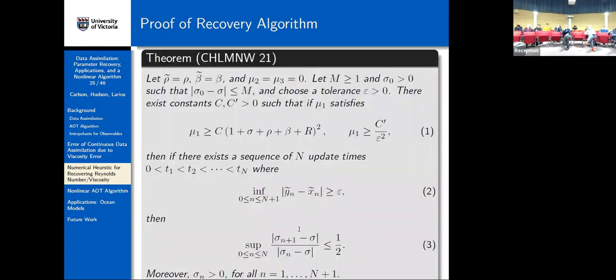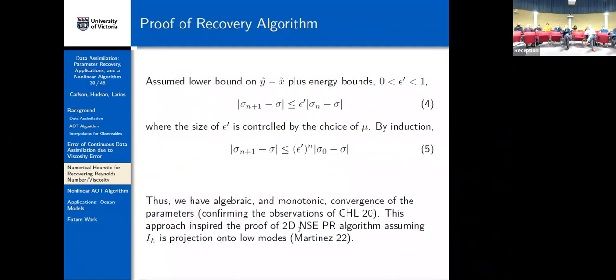This, I guess I should say here, is Carlson, Hudson, Larios, Martinez, me, and Whitehead. 21, this just got accepted in the DCDS. So based on all this work, Martinez just published in Nonlinearity the proof for the parameter recovery for the 2D Navier-Stokes using the interpolant of Fourier projection. However, he does remark that he thinks it's generalizable, but extremely technical, although it was already extremely technical, to do it for more general interpolants, which is interesting.